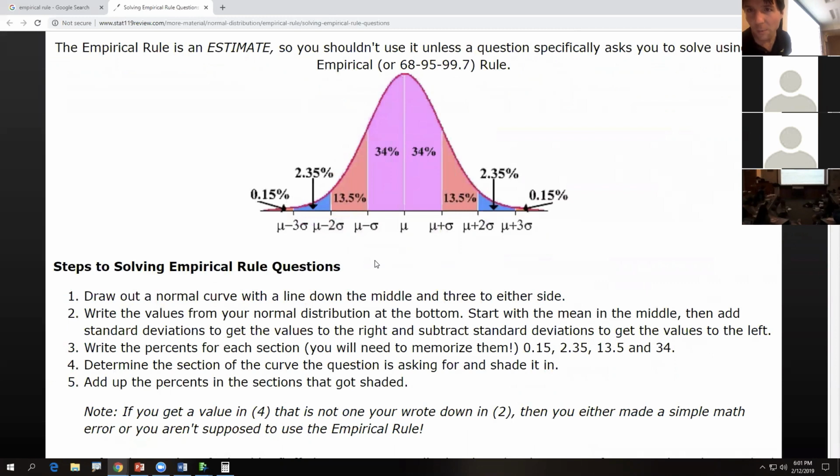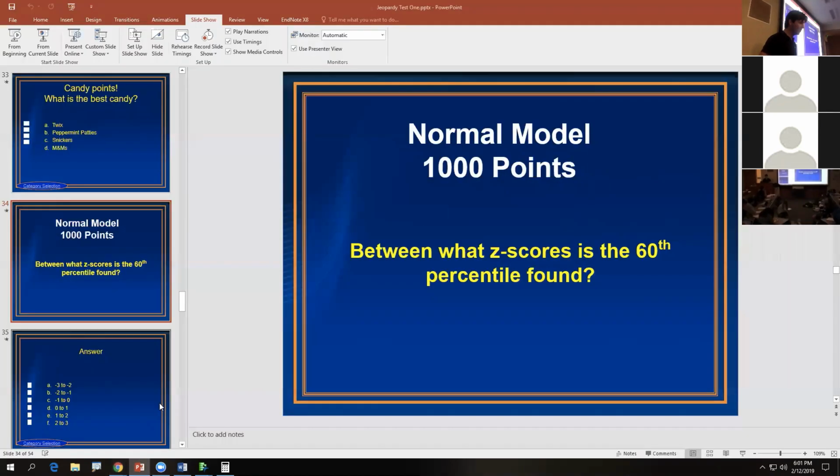Does the normal curve usually apply to stats exam scores? Yeah, it actually kind of does. Stats exam scores are pretty normally distributed.